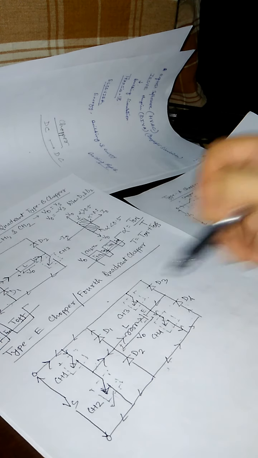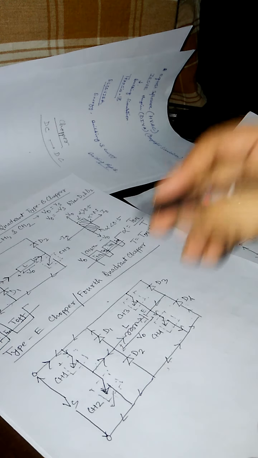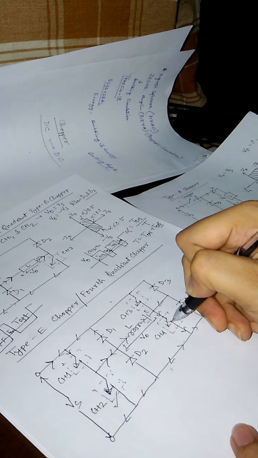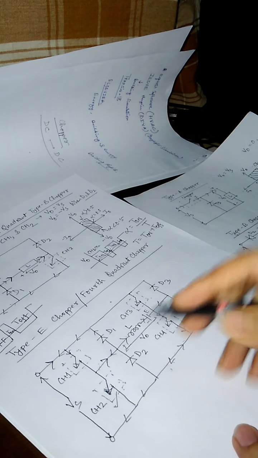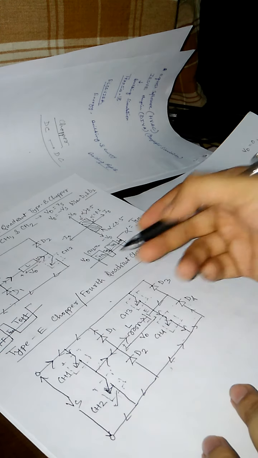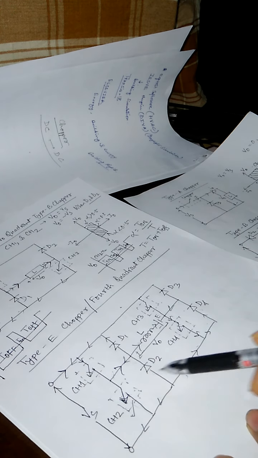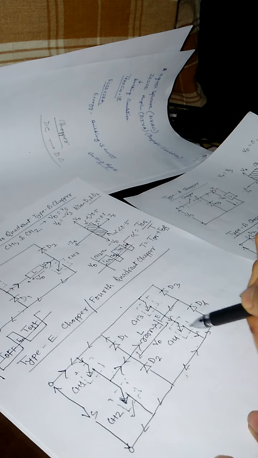Now the last quadrant, that means the fourth quadrant operation of type E chopper. When we are considering the fourth quadrant operation, then what will happen? Only CH4 is in on condition, that means in operated condition, and all others are in non-conducting mode. So now when only CH4 is in operating condition, then the current is flowing through this part, only CH4 is in operating condition.